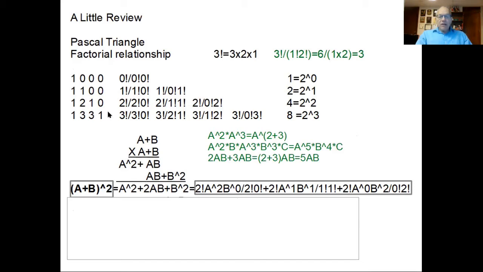I also discover that I can replace these numbers by factorial equivalence, where I know, for example, that 3 factorial is equal to 3 times 2 times 1. And if I then replace 3 factorial by 6, 2 factorial by 2, I get 6 divided by 2 is equal to 3. So this term here represents the 3. And I can show that for each term.